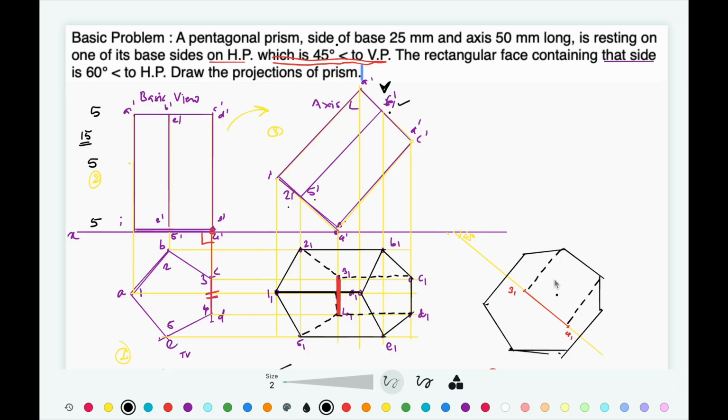these two are outermost lines, so visible. These two are dotted line, these two are dotted line, and this is visible line, and this is also visible line, and it is connected to this corner 1 1. This is actually dotted line, but for understanding I have drawn it first. So nomenclature is 1 1, 2 1, 3 1, 4 1. We already have located. This is 5 1. Similarly, this is A1, B1, C1, D1, and E1.